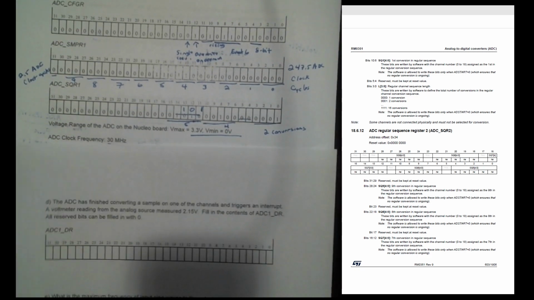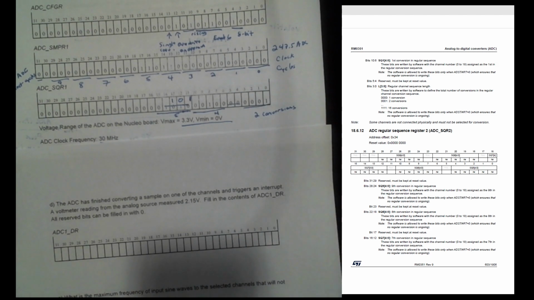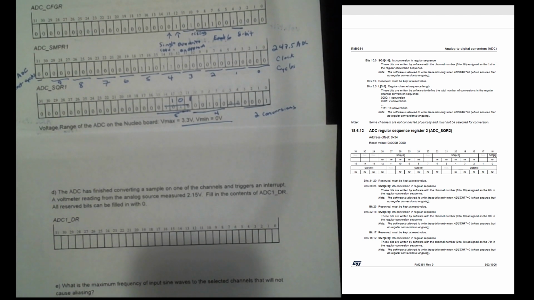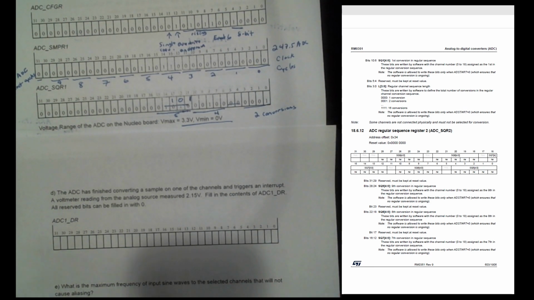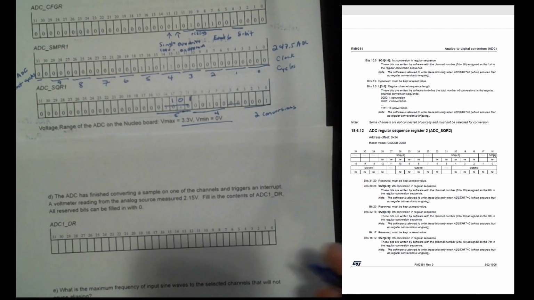Next, it says the ADC has finished converting a sample on one of the channels and triggers an interrupt. The voltmeter reading from the analog source measured 2.15 volts. Fill in the contents of ADC1DR. All reserved bits can be filled in with a 0. So here we really just need to know what the data register looks like. It's going to be 12 bits of data, or in this case 8 bits of data, because that's what we configured. And we're going to take this voltage reading and convert it into the range of bits that we have for our analog to digital converter.